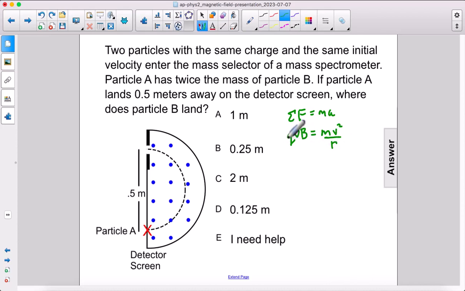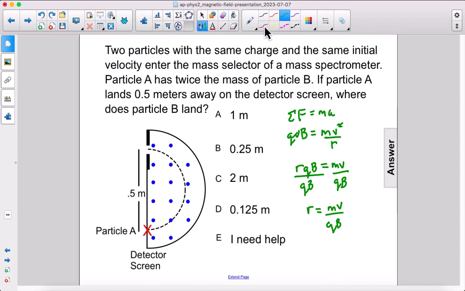So we're dividing both sides by v, and we're going to multiply r to this side. And then we're going to divide both sides by qB. And we see that r is equal to mv over qB.